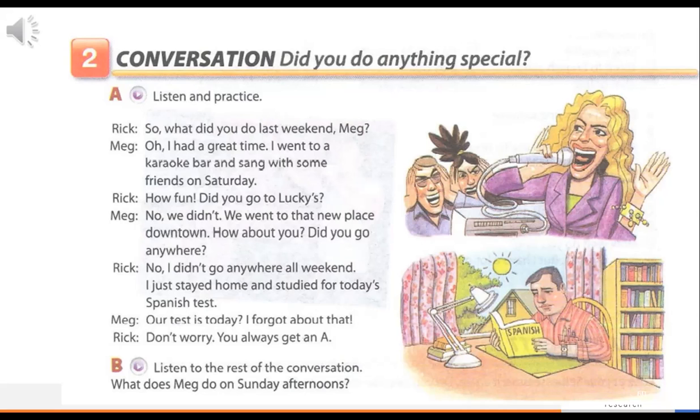Oh, I had a great time. I had a great time. I went to a karaoke bar and sang with some friends on Saturday. How fun. Did you go to Lucky's? No, we didn't. We went to that new place downtown. How about you? Did you go anywhere? No, I didn't go anywhere all weekend. I just stayed home and studied for today's Spanish test. Our test is today? I forgot about that. Don't worry. You always get an A.